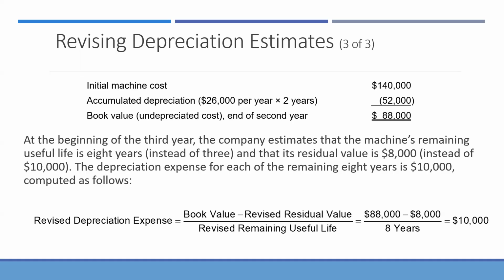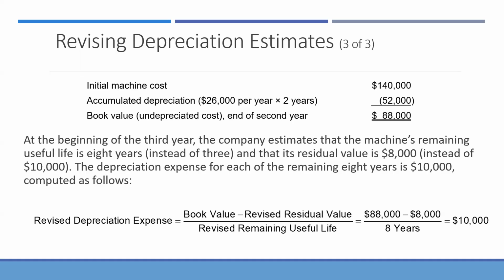So, tricky word problem moment. The remaining useful life is 8 years, which means instead of 5, the total useful life would be 10 years, right? I hope that makes sense. At the beginning, it was 5 years. Now 2 years have passed. We're saying the remaining useful life is 8 years. If they said the total useful life was 10 years, it'd be the same. And then the remaining residual value is 8,000 instead of 10,000. And the depreciation expense for each of the remaining 8 years is $10,000.